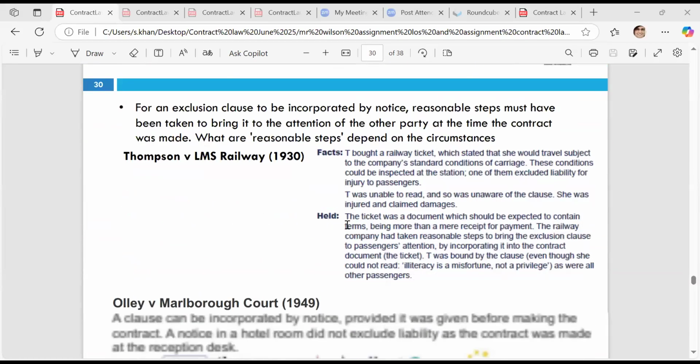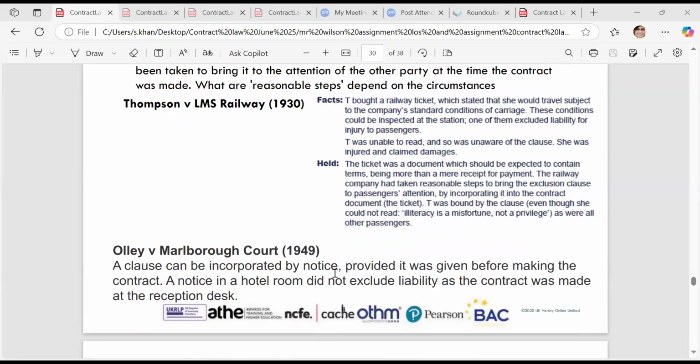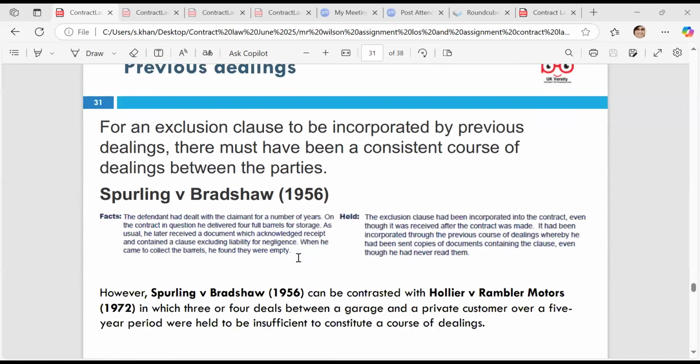Then you have notice. So an incorporation of a notice. This is where if a contract is not signed or if the clause is in a separate document, the party relying on the exclusion clause must take reasonable steps to bring it to the other party's attention before or at the time the contract is formed. And this could involve providing a copy of the terms, displaying a notice, or drawing specific attention to the clause. And the case in regards to that is the case of Thompson v LMS Railway 1930 and Olley v Marlborough Court 1949.